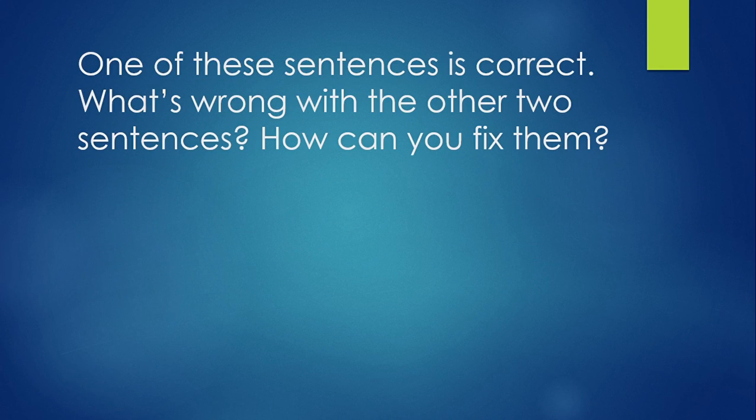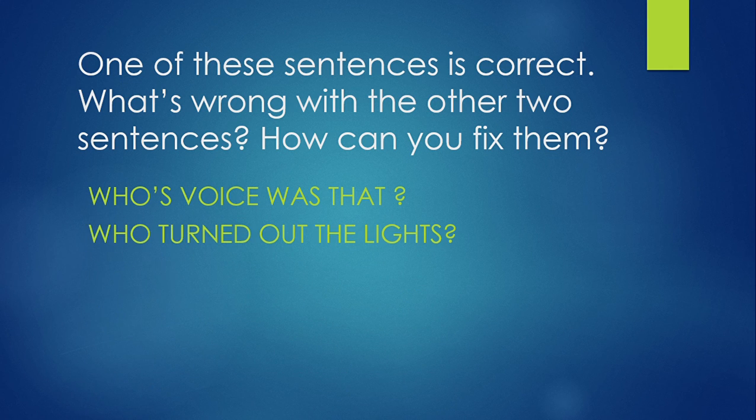Let's get started. One of these sentences is correct. What's wrong with the other two sentences, and how can you fix them? So let's take a look at these sentences. Whose voice was that? Who turned out the lights? To who am I speaking? So there's two sentences that are incorrect. Can you find them?